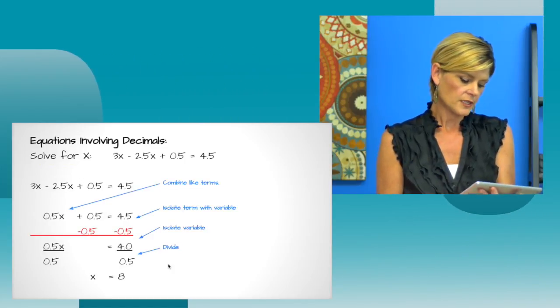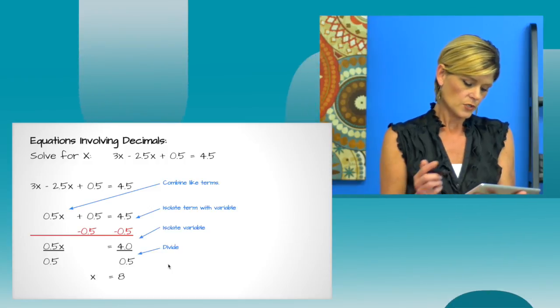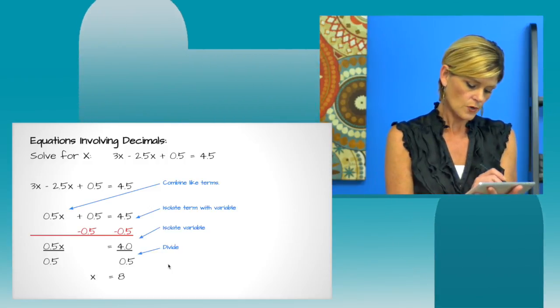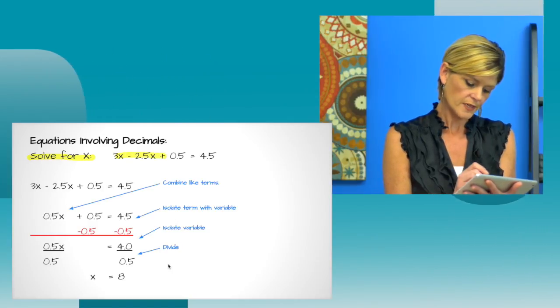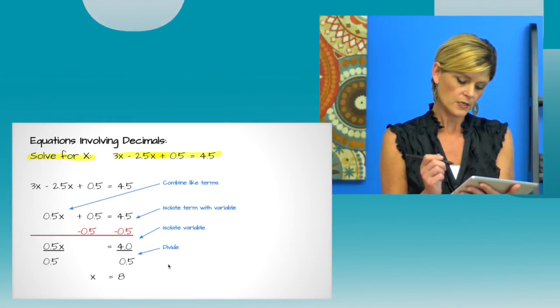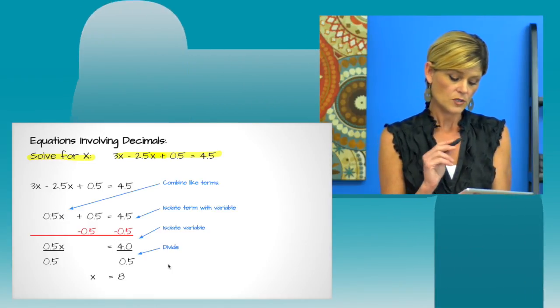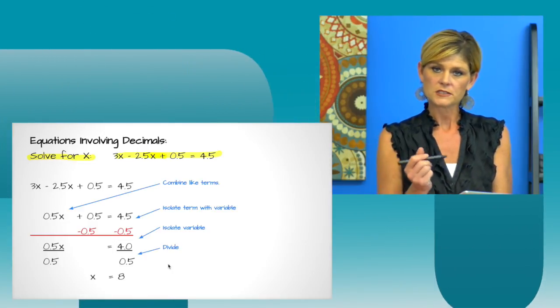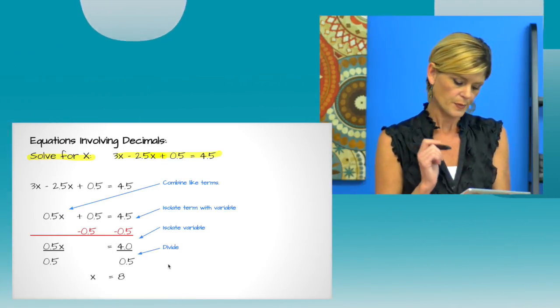Okay. Quickly, let's take a look at equations involving decimals. The question is asking us to solve for x: 3x minus 2.5x plus 0.5 equals 4.5. Now we need to isolate our variable x, and we do that by following the steps in the order of operations. We'll just take it step by step.